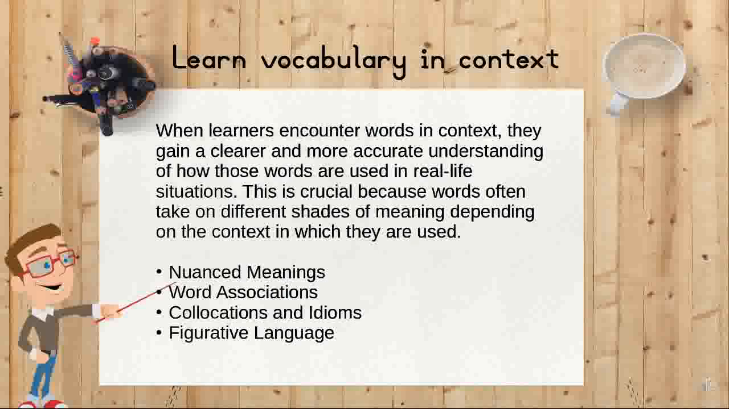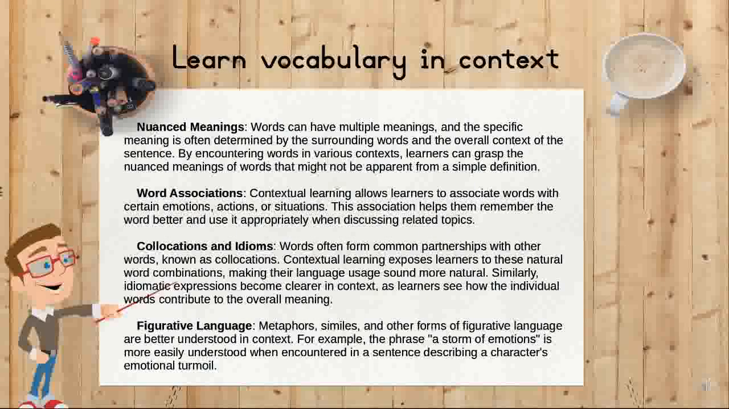Now, to learn languages or vocabulary in context, you need to look at the various words. The nuanced meaning is words that can have multiple meanings, and the specific sentence is determined by the surrounding words. Word association allows you to build on other words that you have and create an association between them. Words often come as pairs or together with other words known as collocations. And you can learn these along with some idioms in a natural sort of way.